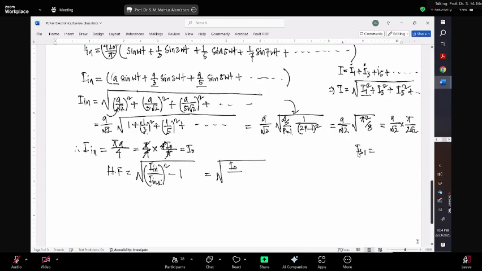If I say this is I S1, like we did here, what is the RMS value then? A over root 2. So what is my A? A is 4 I naught over pi, and then root 2. So can anybody calculate what is the value of this one?